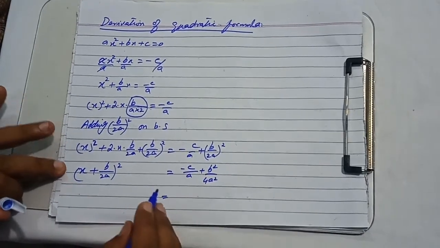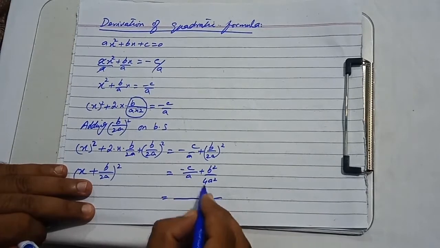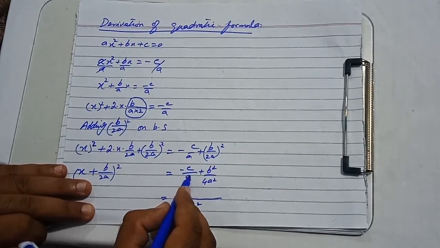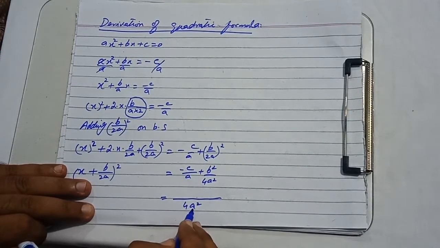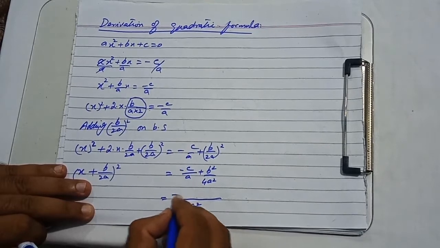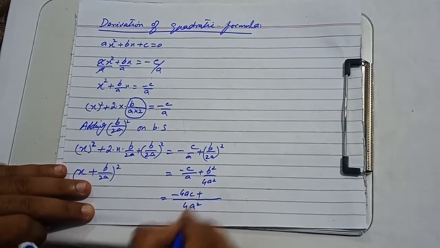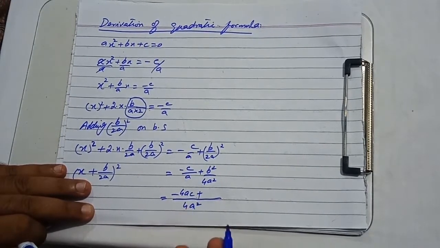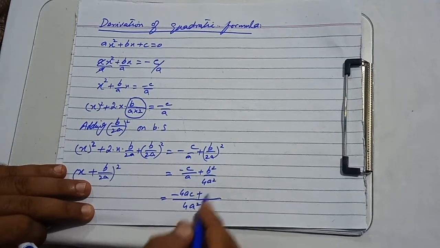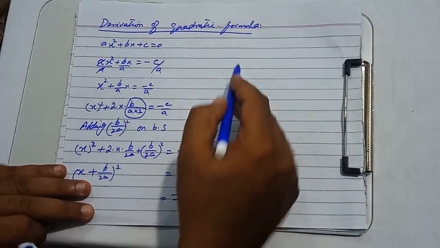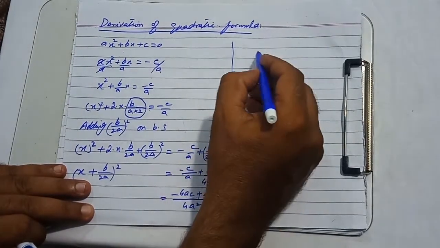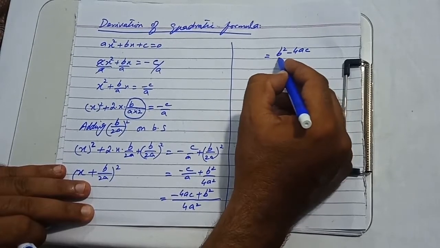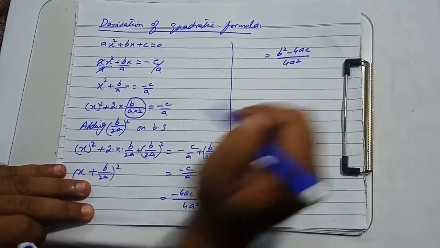Now I will solve the right side, and the LCM of both the terms will be 4a square. When 4a square is cancelled with a, 4a will be left over and 4a will multiply with minus c, and we will get minus 4ac plus, LCM 4a square will be cancelled with the denominator 4a square, and we will have 1, and when 1 is multiplied by b square we will get b square. So I can write this in this form: b square minus 4ac over 4a square.